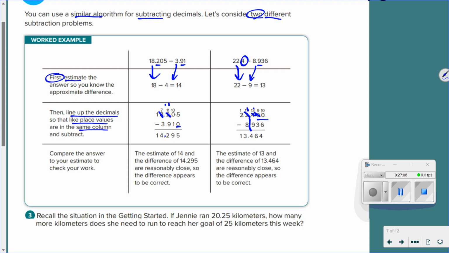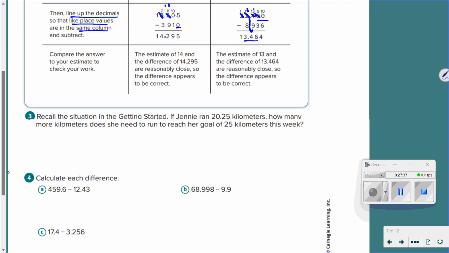Again, my decimal place comes straight down into my answer. Can't do 1 minus 8, so I needed to borrow again. Became 11. 11 minus 8 is 3. 1 minus nothing, 13 and 464 thousandths. Is 13 close to 13? Yeah, so probably a reasonable answer. Is this making sense why we estimate? Is it hard to estimate? Honestly, it shouldn't be. The whole idea of estimating is to make the math easy for you, but it gives you that reasonableness check.